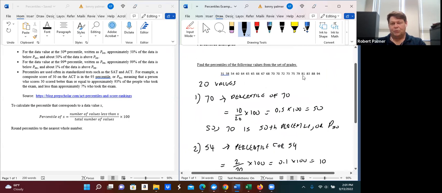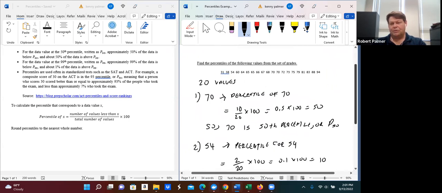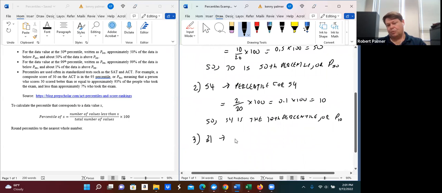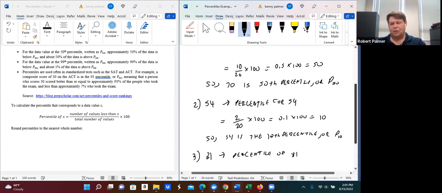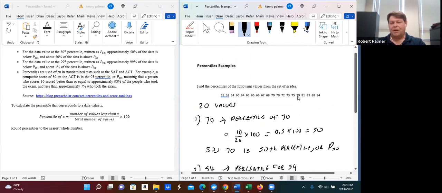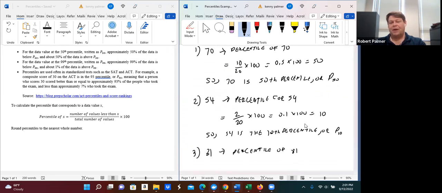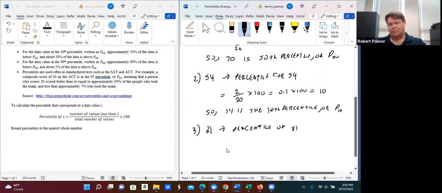So 81 is right here. I want to find the percentile of 81. Find the number of data values less than that. So we count them up: 1, 2, 3, 4, 5, 6, 7, 8, 9, 10, 11, 12, 13, 14, 15, 16. Okay, 16. So 16 values less than 81.